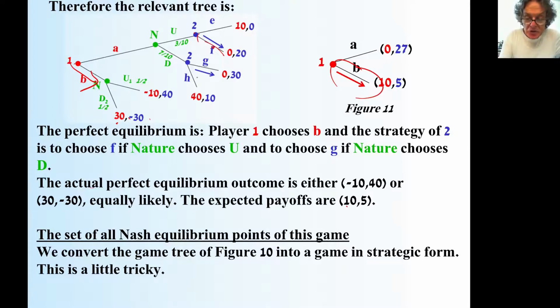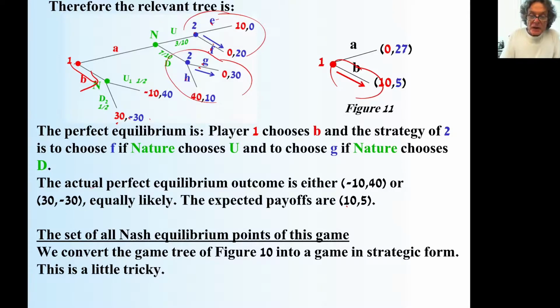What are the strategies? Not 2 plus 2, but 2 times 2. If she would have another one here, it would be 3 times 2, 6 strategies. So you always multiply the number of choices that 2 has here times the number of choices that she has here. So it can be E with G, E with H, F with G, F with H. The sensible one is FG.